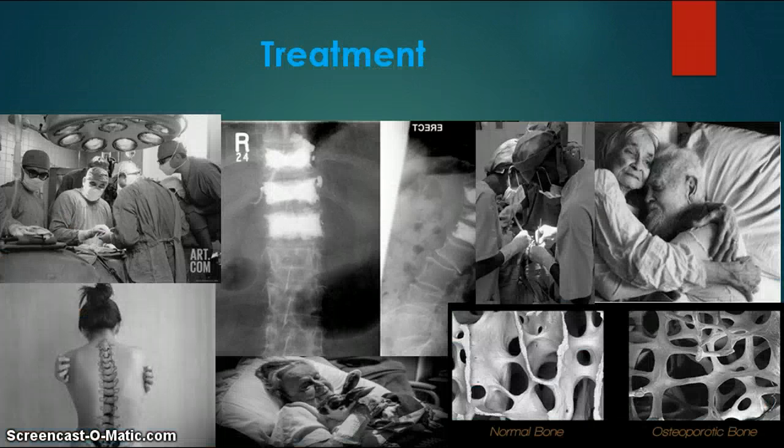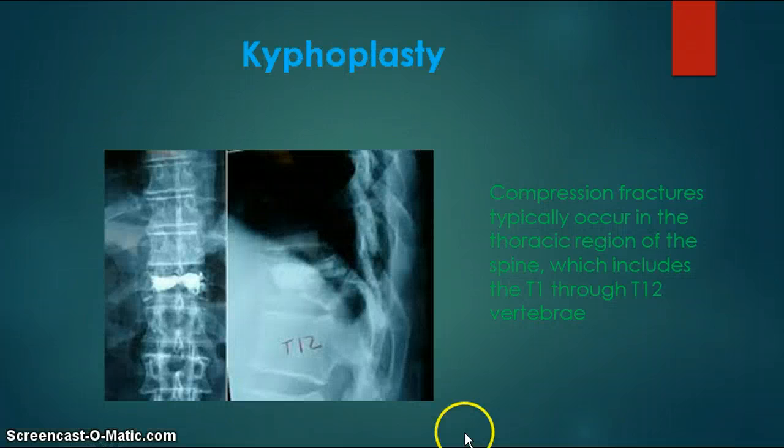Now, let's talk about the treatment of osteoporosis. Kyphoplasty. Kyphoplasty is a minimally invasive surgery used to treat a spinal compression fracture. Spinal compression fractures occur primarily in spinal vertebrae that have been weakened by osteoporosis. Compression fractures typically occur in the thoracic region of the spine, which includes the T1 through T12 vertebrae, but may also occur in the lumbar spine, or L1 through L5.